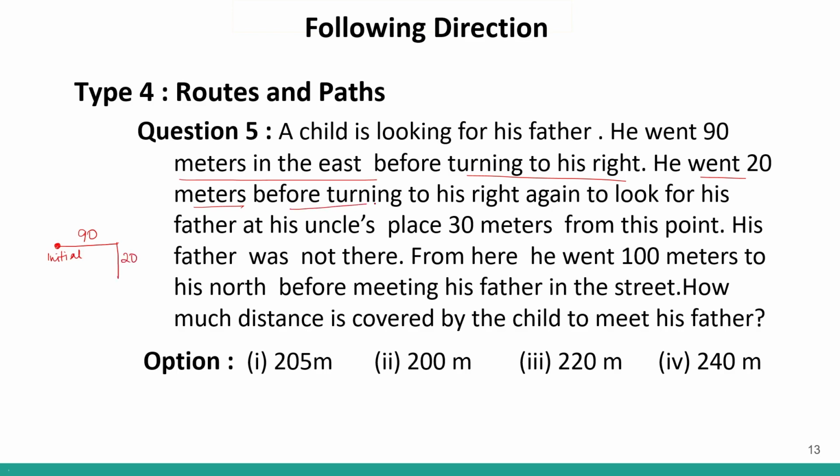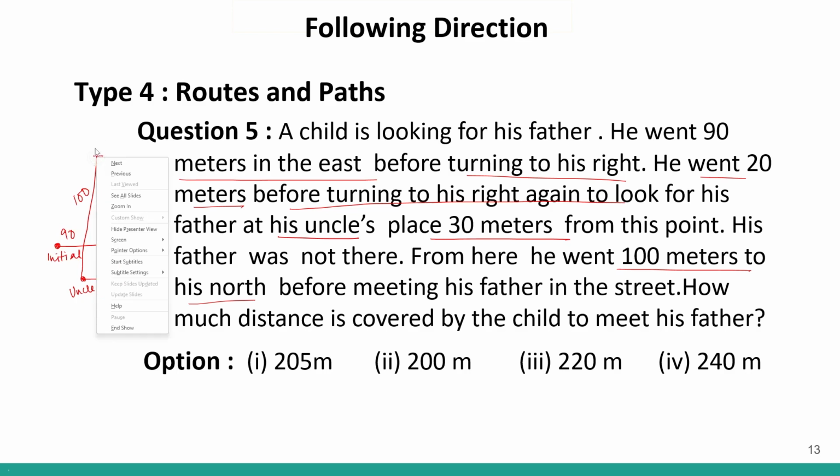And then he turns to his right again. So he goes 30 meters over here to reach his uncle's place. So this is the uncle's place. And from this point, his father was not there, so he went 100 meters to his north. So from here, this is 90, 100 meters he goes to the north.